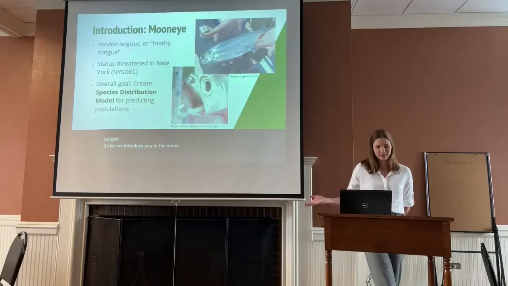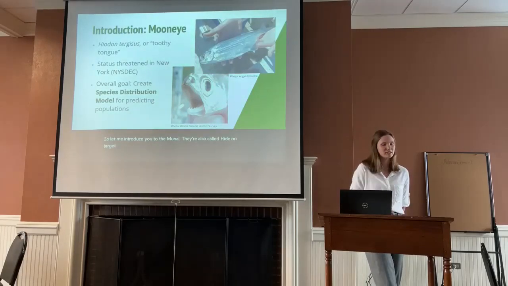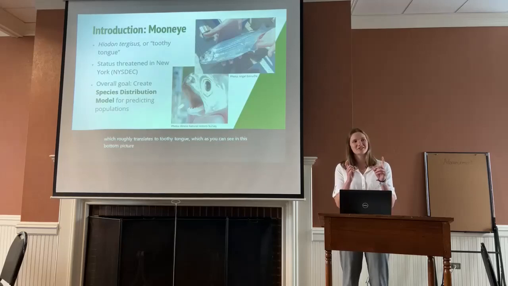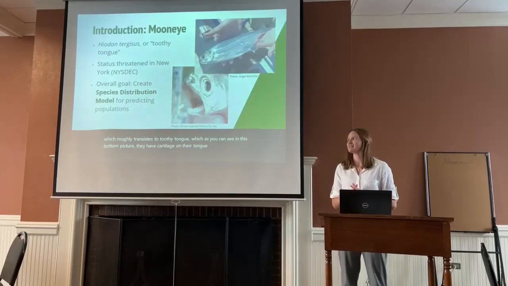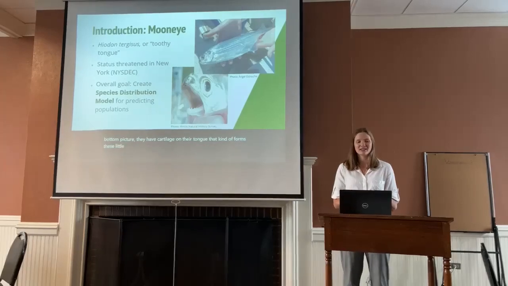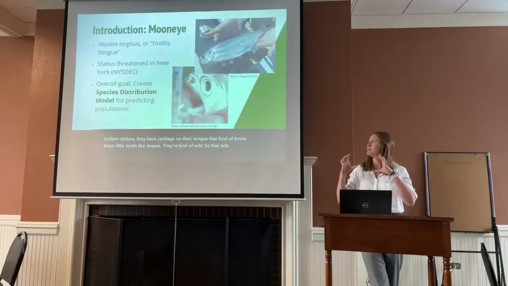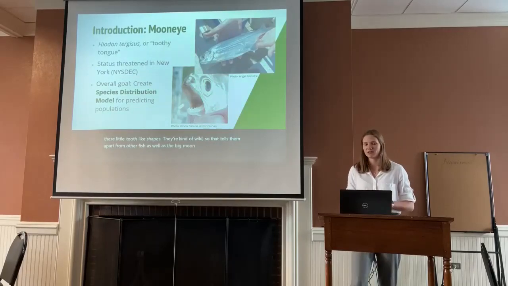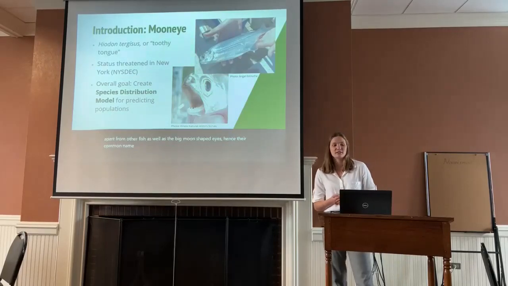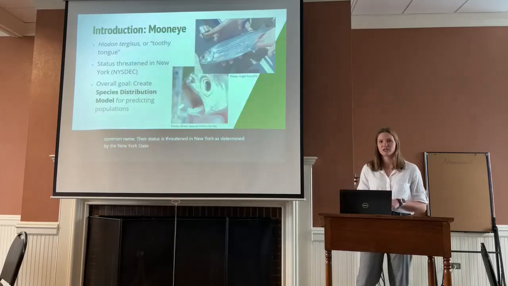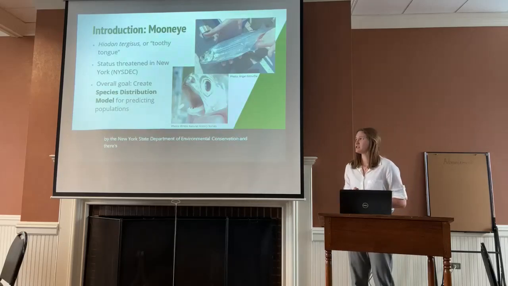They are also called Hiodon tergisus, which roughly translates to toothy tongue, which as you can see in this bottom picture, they have cartilage on their tongue that kind of forms these little tooth-like shapes. They're kind of wild. So that tells them apart from other fish, as well as the big moon-shaped eyes, hence their common name. Their status is threatened in New York as determined by the New York State Department of Environmental Conservation. And there's really not a lot of research on these guys.